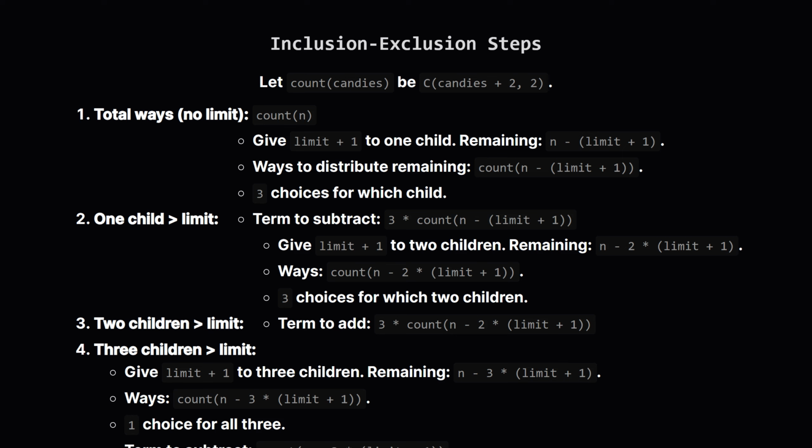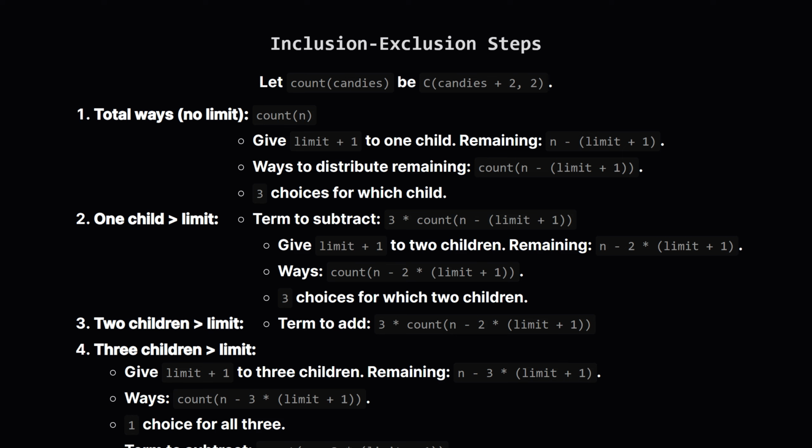So we pick one child. There are 3 ways to do this. We give them limit plus 1 candies. The number of candies left is n minus the quantity, limit plus 1. We then distribute these remaining candies among the 3 children using our helper function. So we subtract 3 times count_combinations_for_candies applied to n minus limit minus 1.